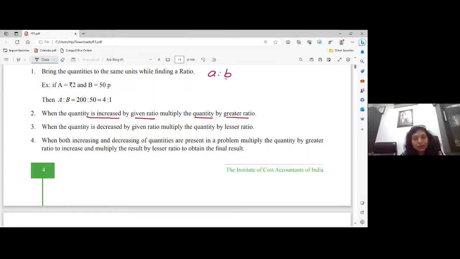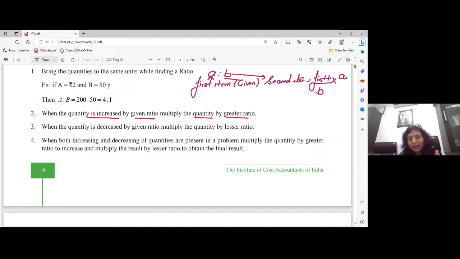two items are in the ratio A is to B. So if first item is given and you have to find out second item, then how to find out second item? That is first item divided by term of the ratio, because A represents first item and B represents second item. So whichever item is given, the term of the ratio that reflects that item is in the denominator, and the item which we have to find out is in numerator. So that means first term divided by A into B. So this is called your second term.